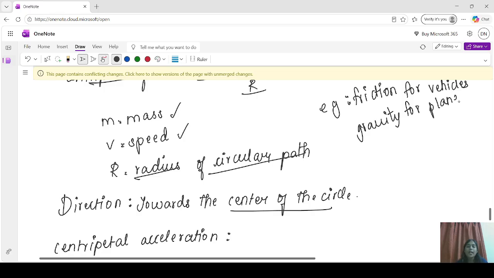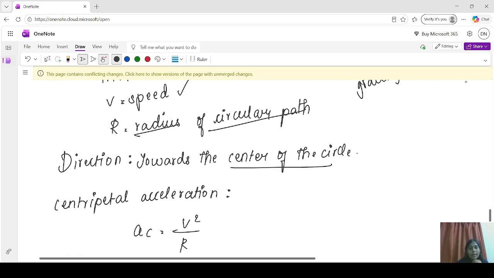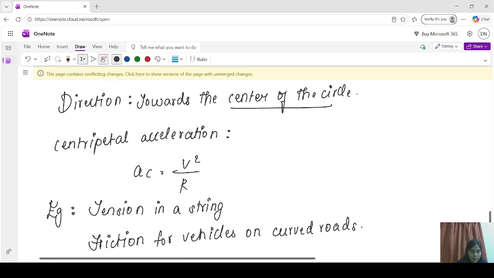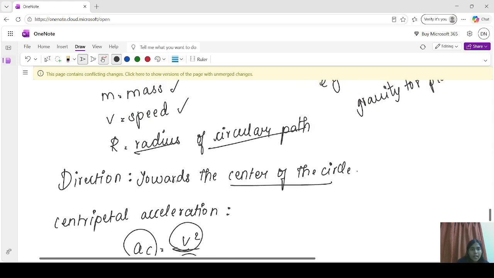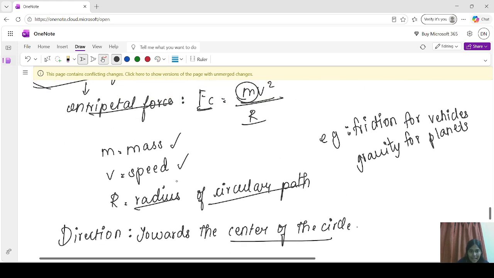Before that, let us learn what centripetal acceleration is. Centripetal acceleration is represented as ac here. And what is the formula of acceleration? v square by r. And you can also replace it, as we already know F is equal to ma, and a means v square by r, and m is m here.